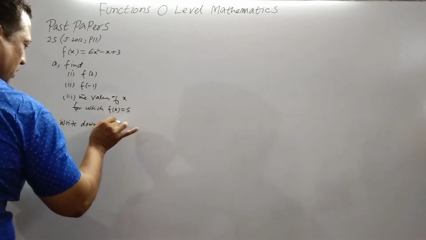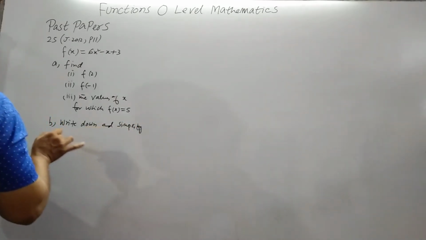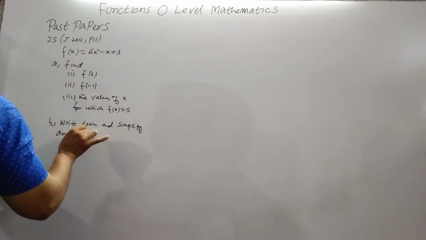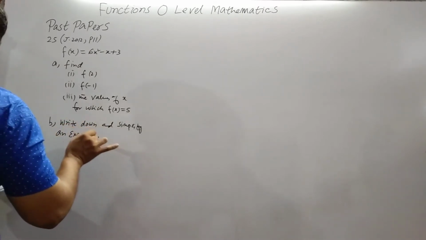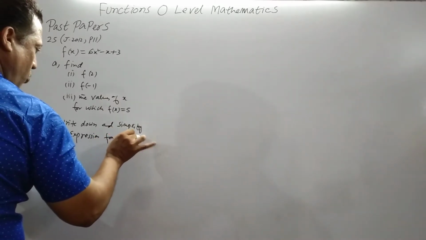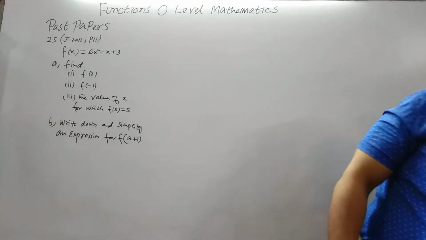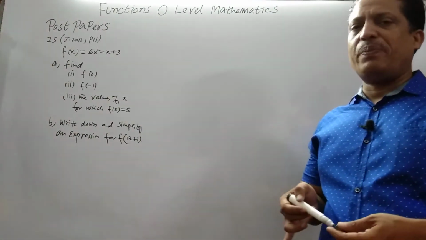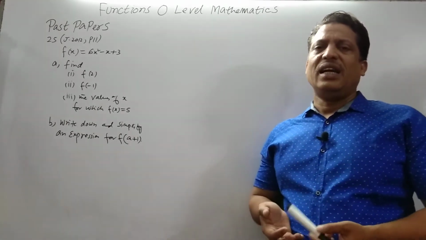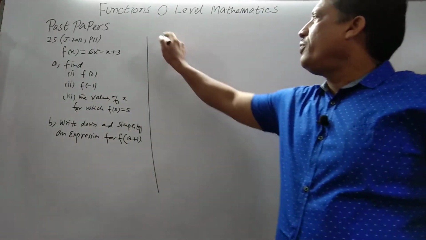and simplify an expression for f of a plus 1. This is question number 25, which came in June 2012, paper 1-1. Paper 1-1 means it's a variant where a calculator is not allowed. So it is a very easy solution.